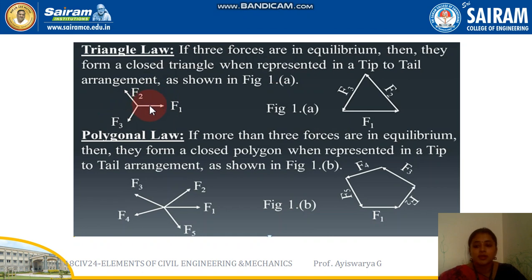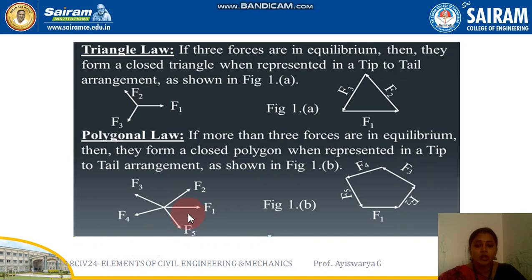For example, you can assume three forces in different directions, right? F1 seems to be in the horizontal direction, and without changing the inclination and the magnitude, we can make them into a single triangle, right? So that is called the triangular law. This is applicable only when all the forces are in equilibrium.